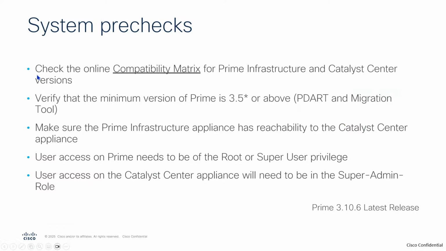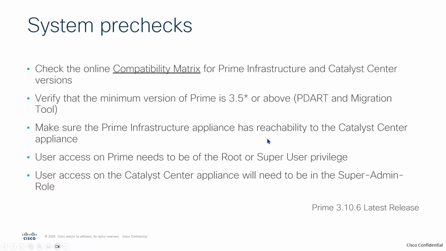All right, so system pre-checks. You'll want to check the online compatibility matrix. Again, I'm going to show you that in a second. You want to verify that the minimum version is 3.5 or above. This is for the PDART tool, which is going to check the readiness for a migration, and then the migration tool. So there's two different tools that need to be used before performing the migration. Just make sure you're on 3.5.